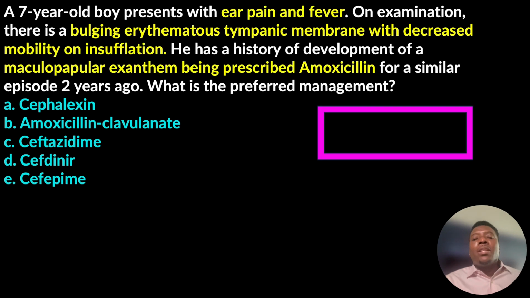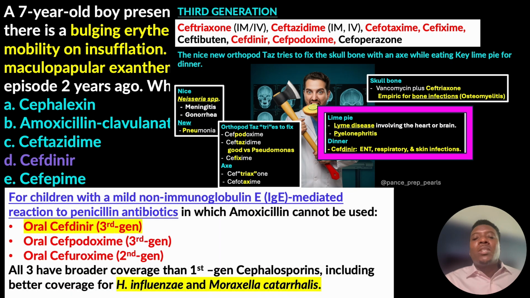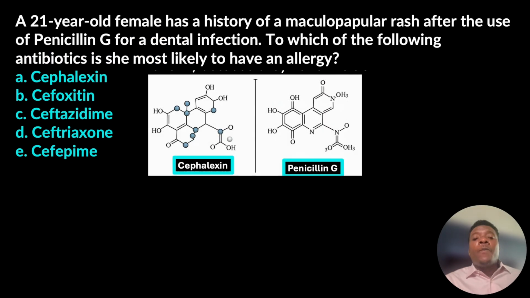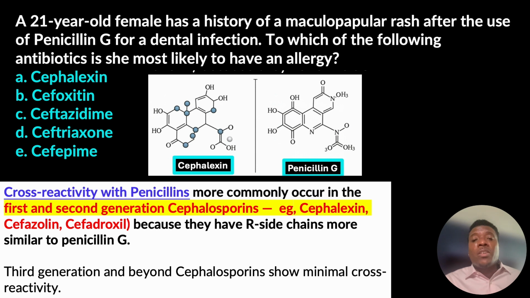In this case here, this little kid has otitis media, but they have a penicillin allergy. So in this case here, we want to use cefdinir, which is a 3rd generation cephalosporin, good for ENT infections, or cefpodoxime or cefuroxime. The 1st generation cephalosporins and some of the 2nd generation have the highest association with cross-reactivity because they are very similar with the R side chains to penicillin G. The 3rd generation on and cefuroxime are safer for patients with penicillin allergies.